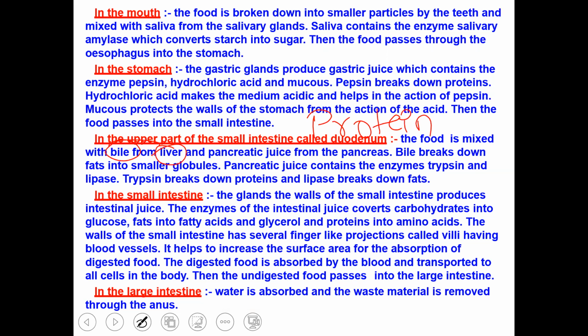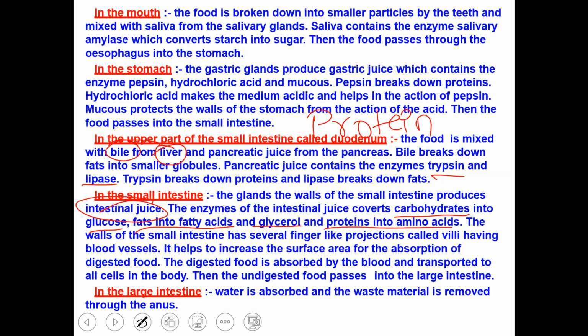Pancreatic juice contains enzymes which are named as trypsin and lipase. So this trypsin will break down the proteins. Lipase will break down the fats. Next, when we come to the middle part of small intestine, the glands or the walls of small intestine produce one more juice which is called intestinal juice. So the intestinal juice will convert carbohydrate into glucose, fats into fatty acid and glycerol, proteins into amino acids.